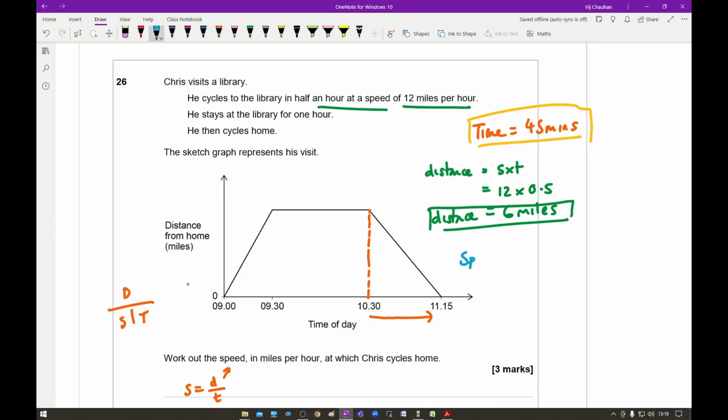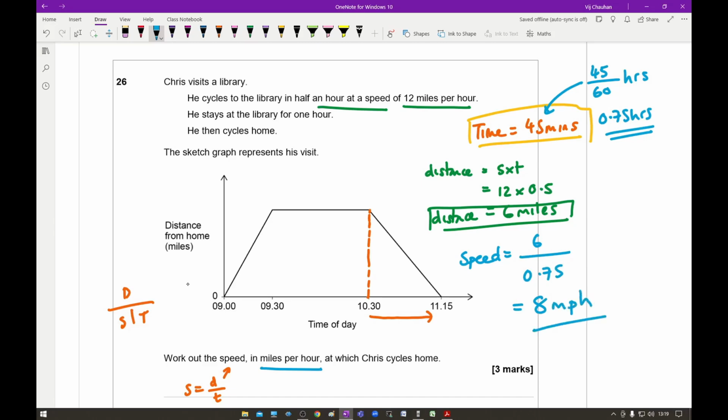So the speed, now remembering the units, we want to work it in miles per hour. So is the time in hours? No, it isn't. So I need to convert this into hours. So 45 minutes is 45 over 60 hours, which is 0.75 hours. So the distance is 6, which is in miles, which is correct, over 0.75, and I type that into my calculator. I get an answer of 8. So the speed is 8 miles per hour.